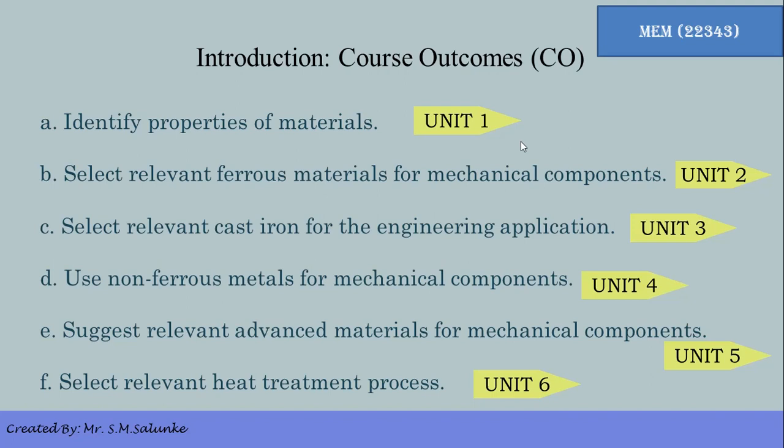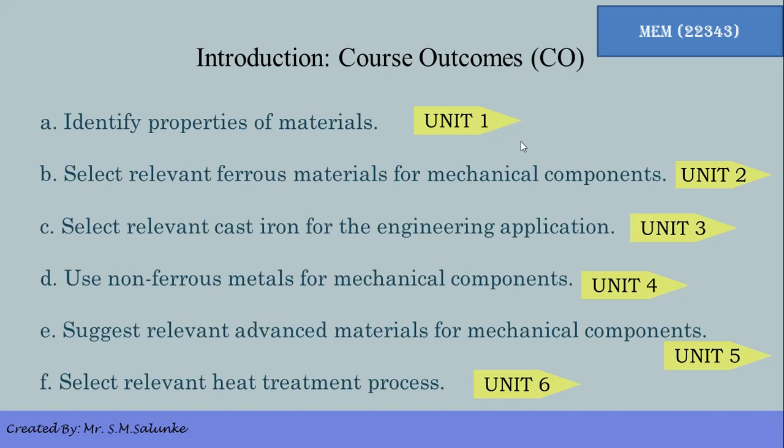Our second course outcome is selecting relevant ferrous materials for mechanical components. Here in unit number 2, we'll go through the various types of ferrous materials that are available and, depending upon their properties, how these materials should be selected for any particular job. Next, select relevant cast iron for engineering applications. Similar to the ferrous materials, here also our agenda is to find a suitable cast iron for our required output.